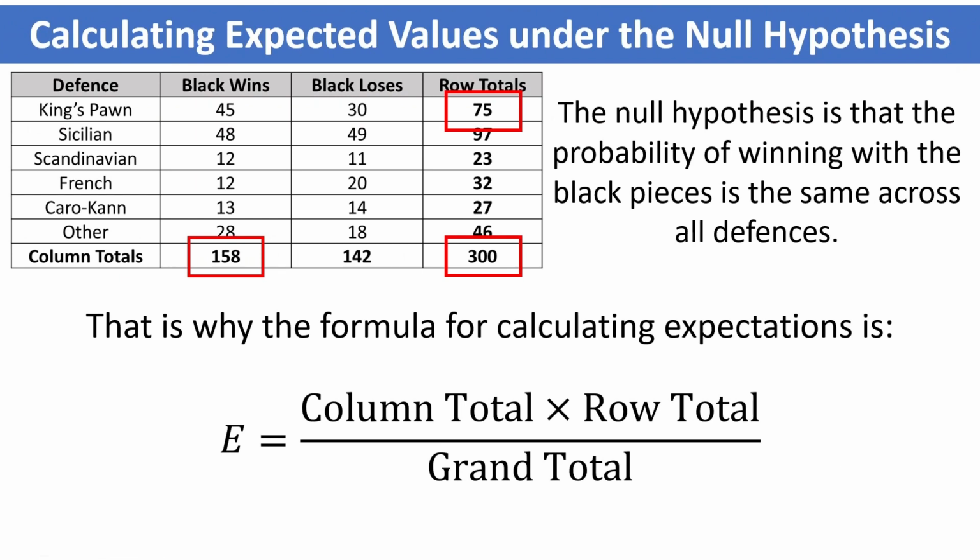And so now, the purpose of explaining all that is so you can understand why the way you calculate the expectation is you just take the column total, you multiply that by the row total, so 158 times 75, and you divide by the grand total. And again, just to be clear, the column total divided by the grand total is the probability of winning with the black pieces. The row total is the sample size.